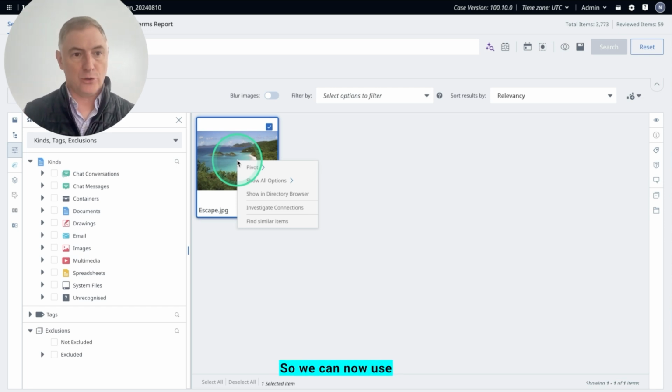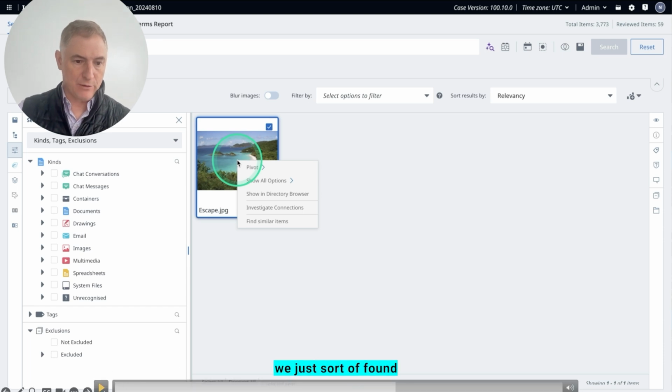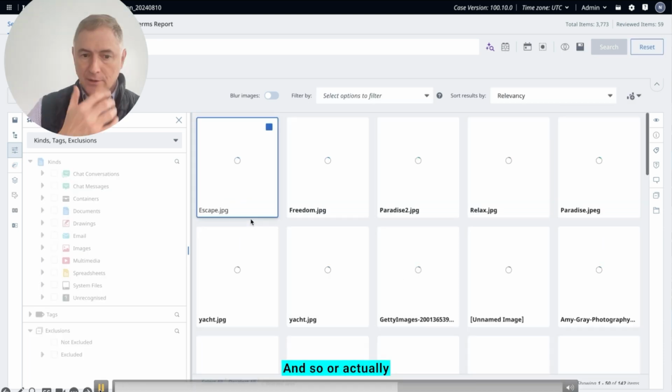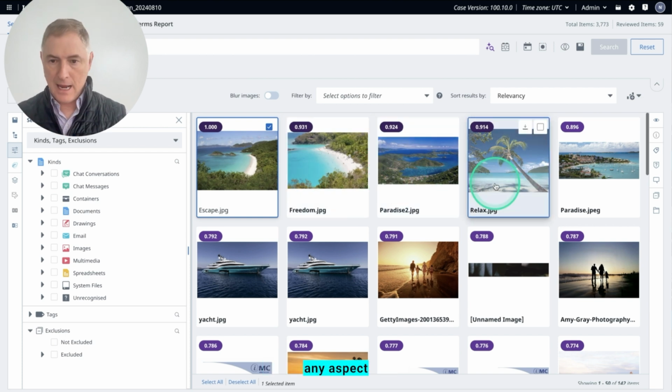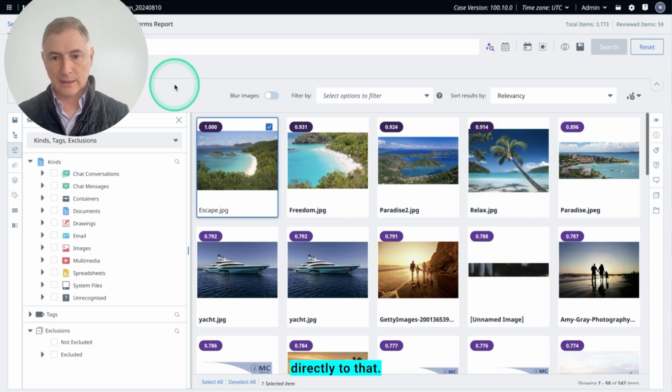So we can now use all of that same vector math to connect and identify images as well. In that example, we just found similar images. Again, without any pre-tagging, other than just converting these things to the universal language of math, we've been able to find those similar items and jump directly to that.